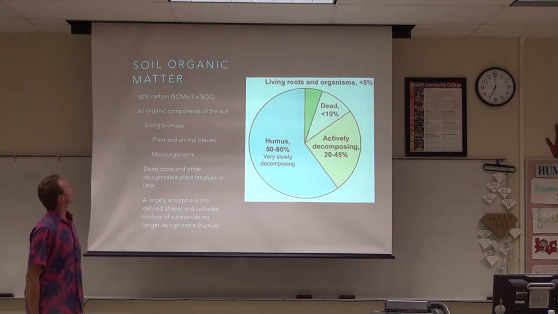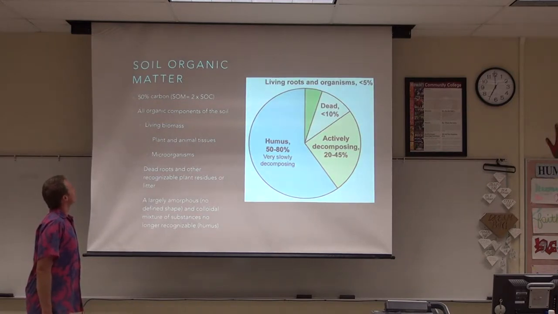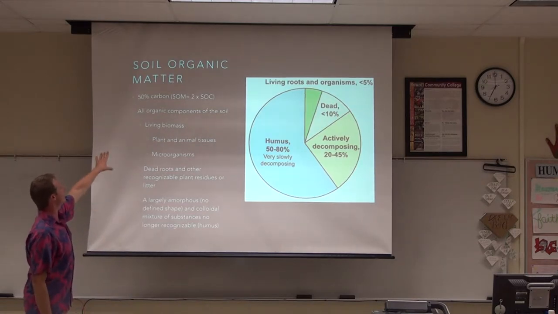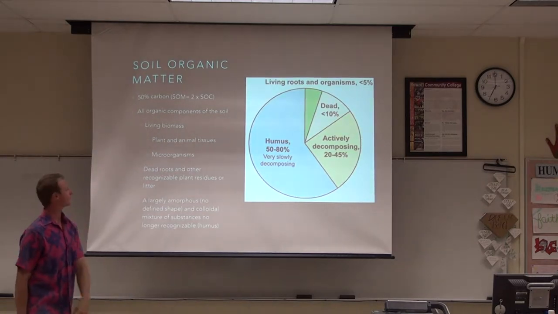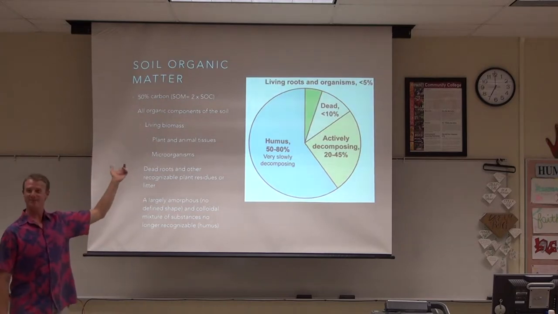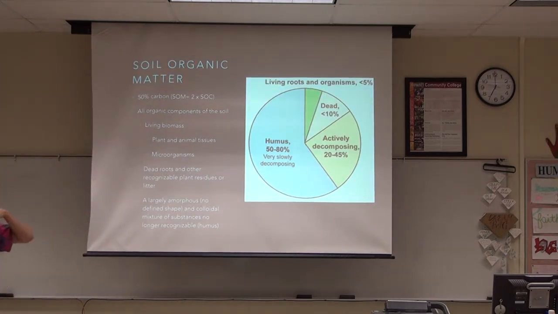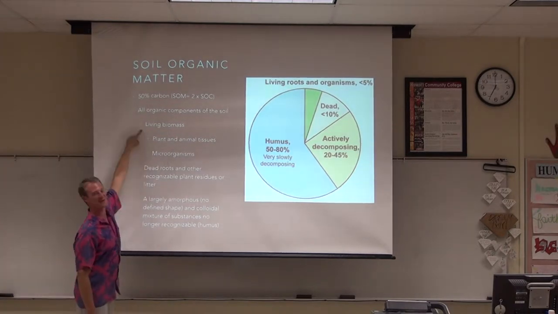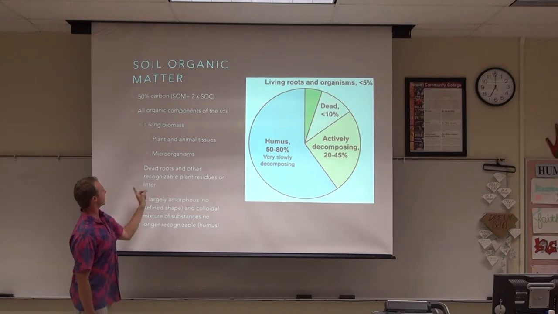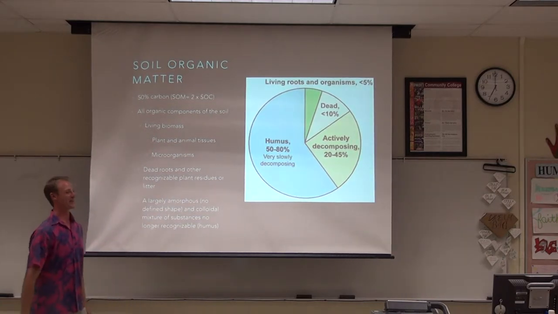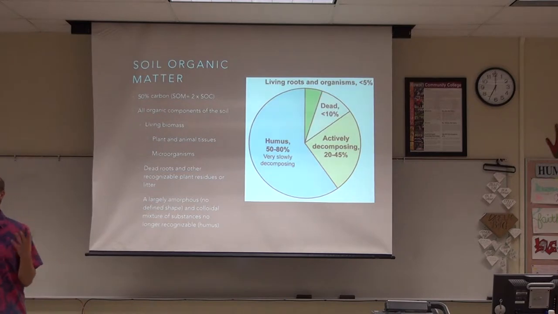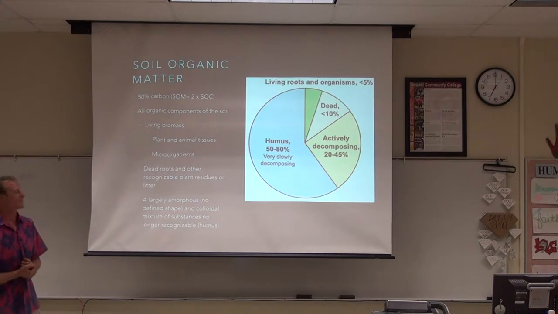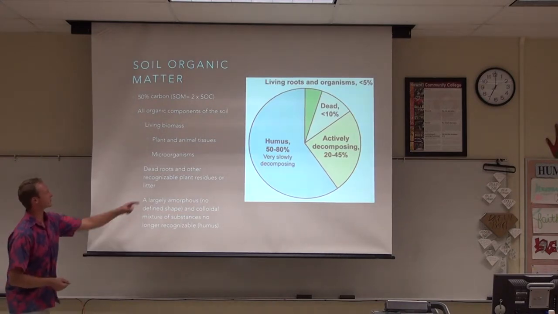All organic components of the soil is soil organic matter. It includes living biomass, which is plant and animal tissues, and of course dead and living microorganisms. Living biomass, living microorganisms, dead roots and other unrecognizable plant residues and litter. After a while, these roots and leaves stop looking like roots and leaves, and that's what they're talking about there. But it's still recognizable.